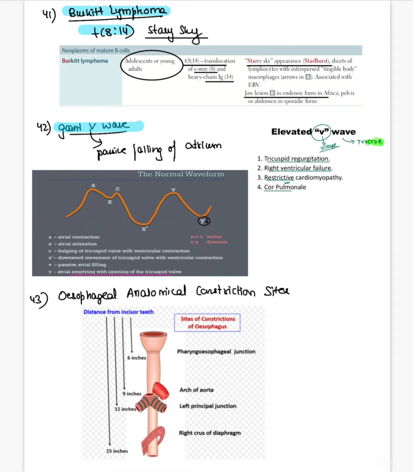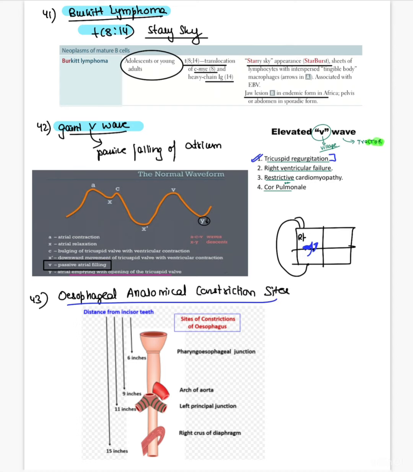The next question that they ask you: when do you see the giant V wave? First of all, know what is V wave, guys. V wave is basically the passive atrial filling. So what happens, suppose this is the right atrium. Basically these valves are closed, and these valves are closed, but the blood is filling here. So when the blood is filling here, suppose if there is a tricuspid regurgitation, some blood will come here. As a result, due to more blood coming in, pressure will increase, and you will see the presence of giant V wave. The option was tricuspid regurgitation.